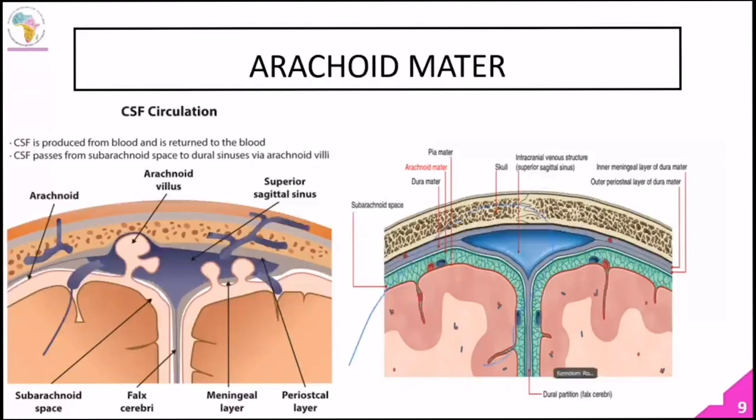The arachnoid mater makes the arachnoid villi, which are small protrusions into the dura mater in the venous sinuses of the brain, which allow the cerebrospinal fluid to exit the subarachnoid space and enter the bloodstream.